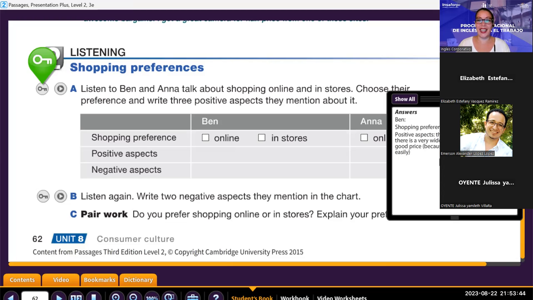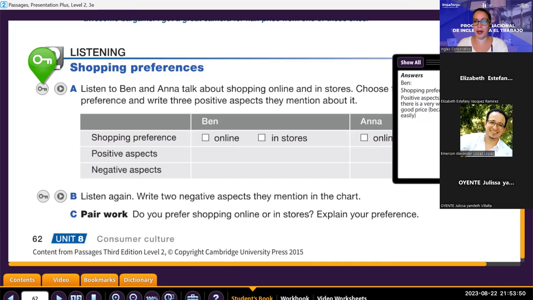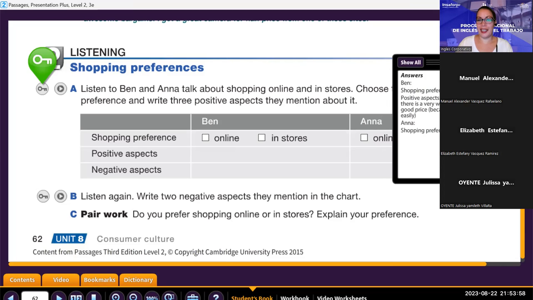Very well done. Now, what about Anna? What is her shopping preference? In a store. In stores. Great. What are the positive aspects that you mentioned?